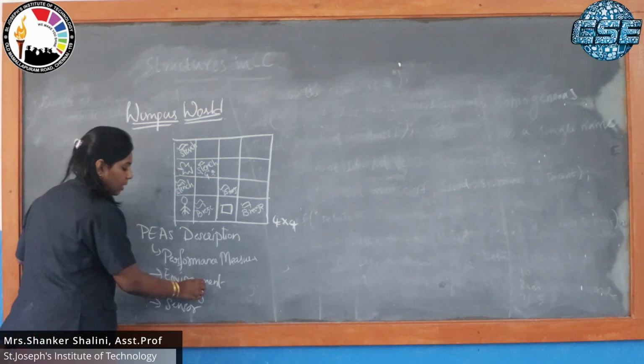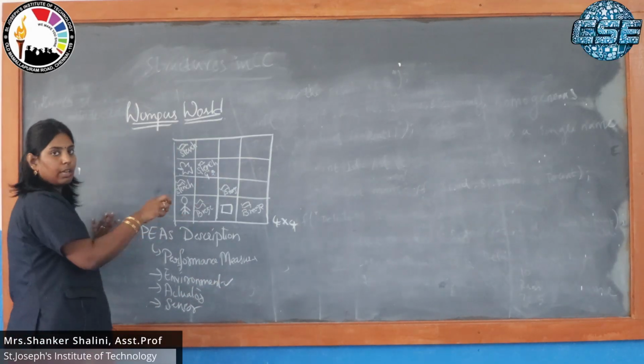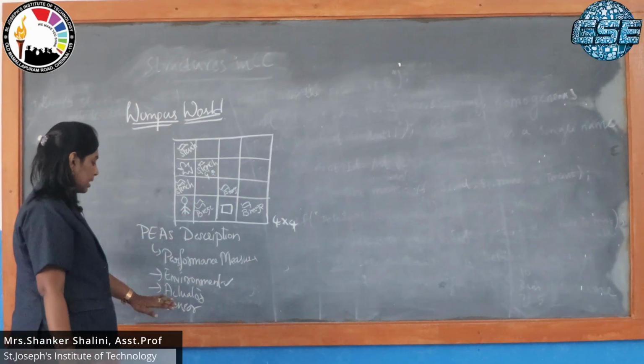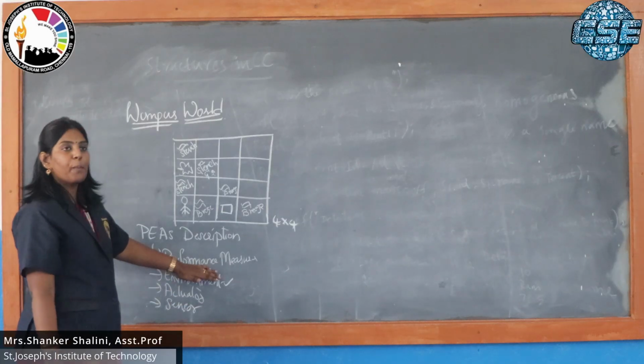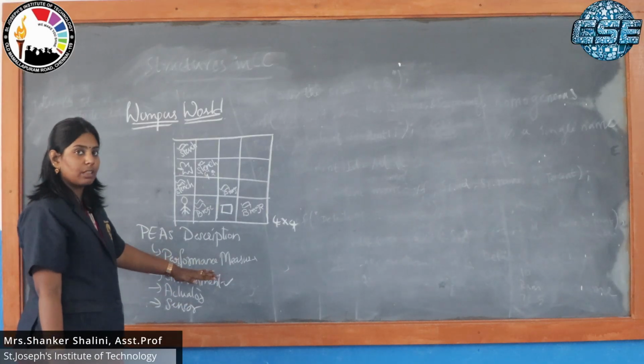Here, we are done with the environment. So this is the whole environment in the Wumpus world. Then next, what is the performance measure? The performance measure in the Wumpus world.